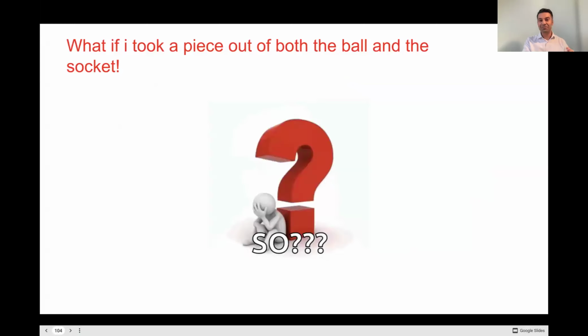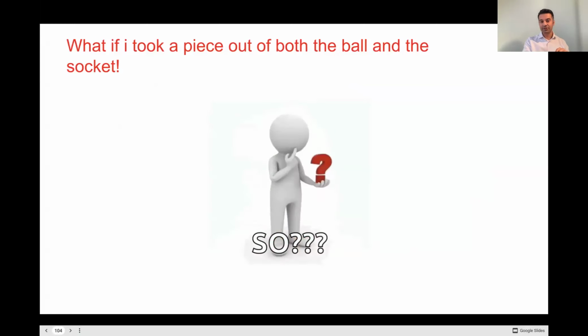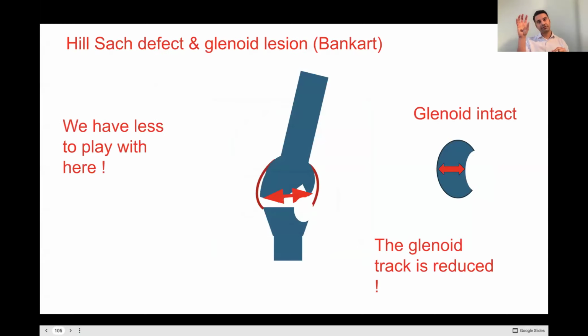Imagine if you took a piece out of both the ball and the socket. Remember Imran said the humeral head falls down, it hits the glenoid and takes a chunk. Now we've got a chunk out of the glenoid as well. So this is now measured, and we do that kind of circle. But if we see here, the glenoid track is much, much smaller. If we measure end to end, or the width, it's much, much less. And we've now got a big defect from the Hill-Sachs. So let's rock and roll it.